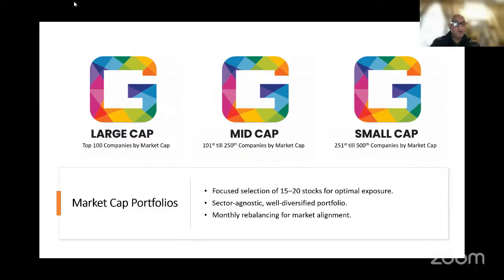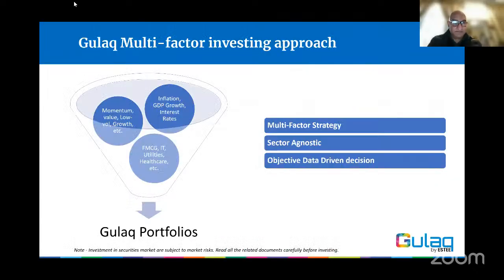It will not focus on any specific sector. It will be diversified, and we will be giving a monthly rebalancing to realign the risk and reward in the markets that we see. Now, why these 3 market cap segments?